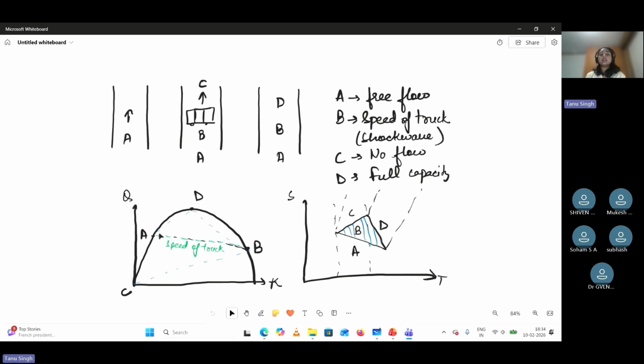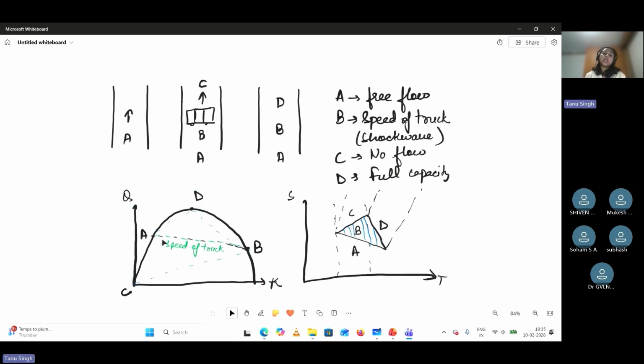Since they are reducing their speed and there is no overtaking, the flow on this road will be less than A, somewhat B. So we have drawn B at a point where the flow is less than A, as no vehicle can move. This will be the B condition. Then comes C, when the road is empty, so there is no flow and no density. And then is D, the full capacity condition. So these are the different traffic states.